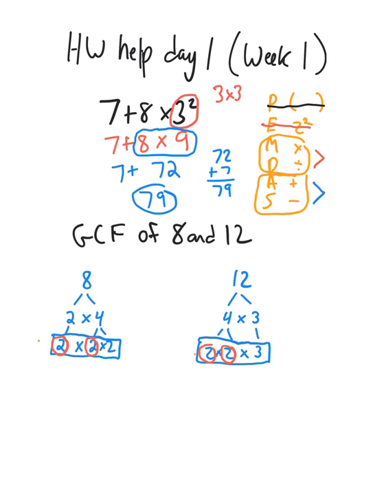Now what do you do if you have more than one twin? Well, then you have to multiply those twins together. So you take these 2 times 2, and you get 4. So 4 is the greatest common factor of 8 and 12. It's the biggest number that goes into both 8 and 12.